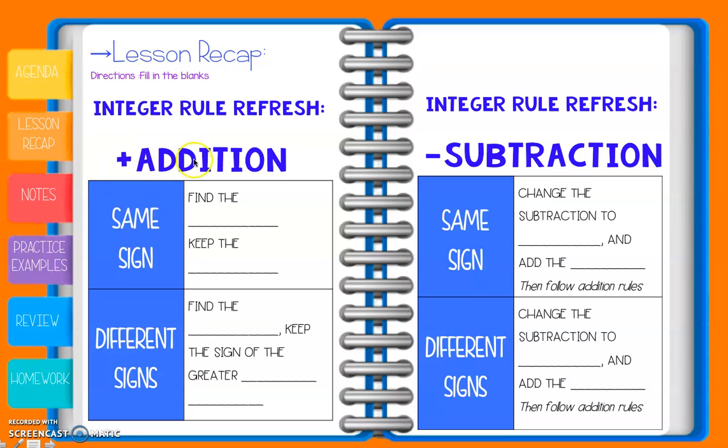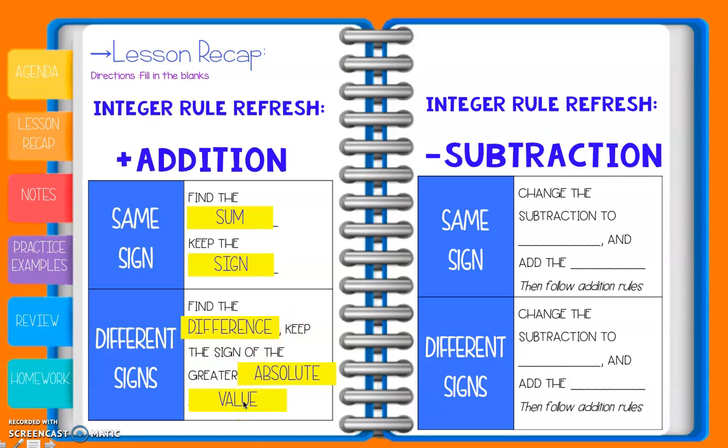Okay, so first off, when we're adding integers, if they are the same sign, the rule is that we're going to find the sum and keep the sign. So if they're both negative, we're going to add them together, and we're going to keep the negative sign. If they are both positive, we're going to add them together, and we're going to keep the positive sign. Now, if they are different signs, we're going to find the difference and keep the sign of the greater absolute value. So if they're different, we're going to subtract them and then keep the sign of the one with the greater absolute value.